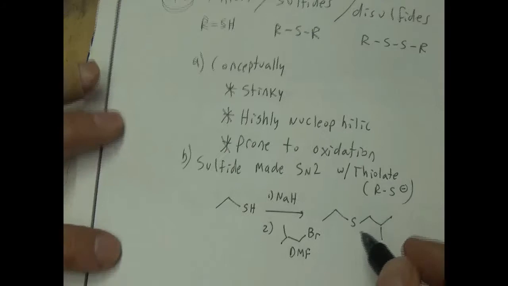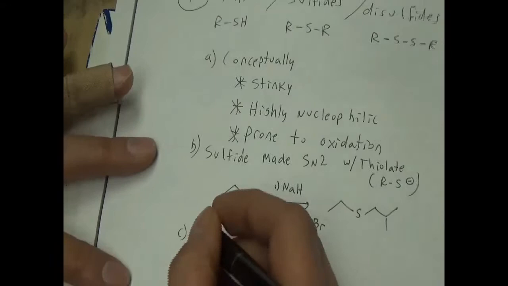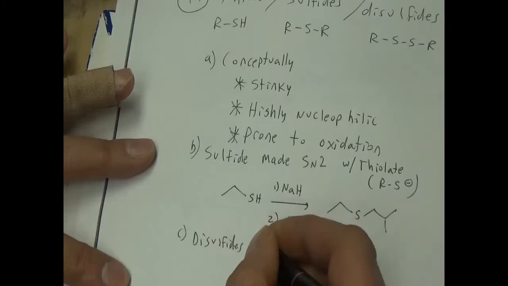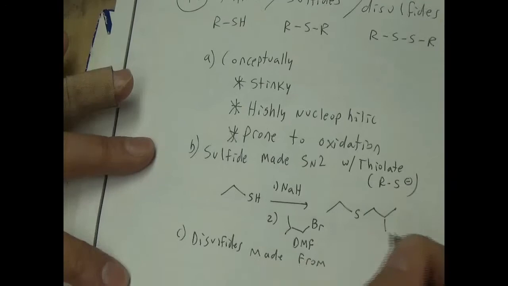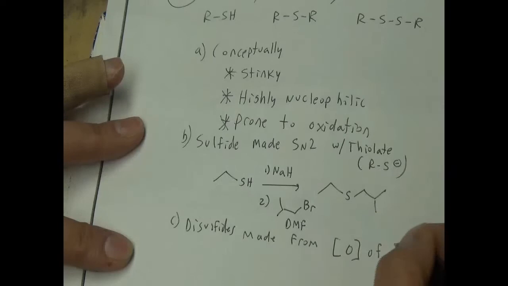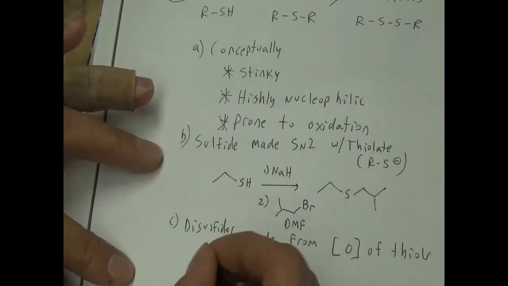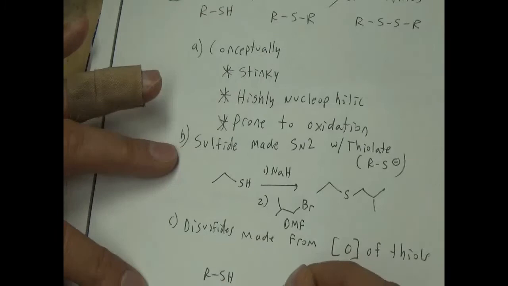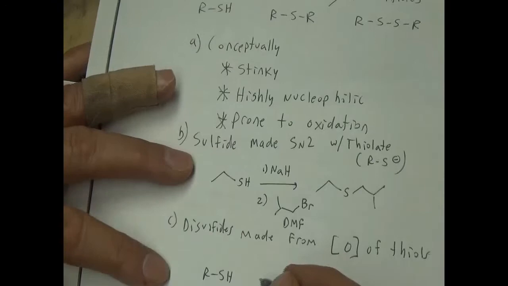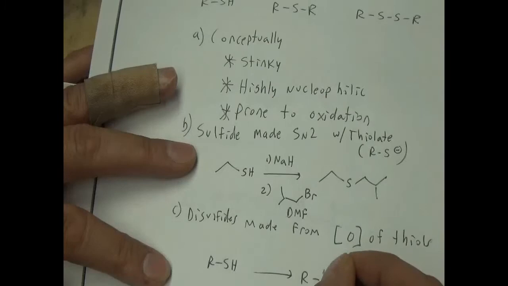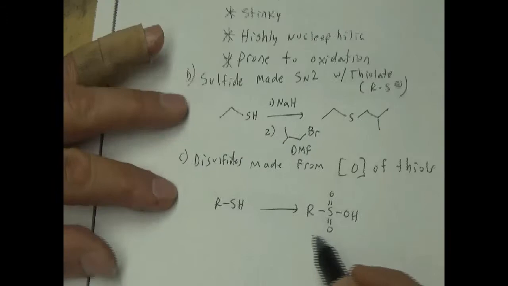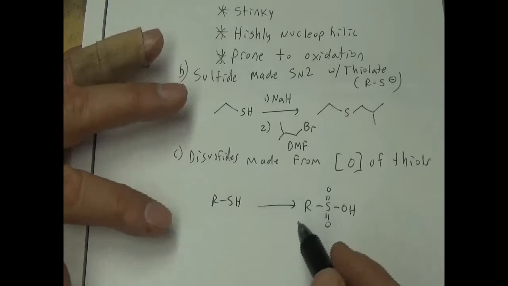Alright, and a little bit about disulfides. Disulfides are made not from SN2, but from oxidation of thiols. Just in very simple terms, if I have a thiol, no mechanisms or anything, there's two things to know about thiols. First is that if you have a thiol, you can oxidize it to a higher oxidation state called a sulfonic acid, which is just S with a bunch of oxygens. So, multiple oxidations here, and you need a strong oxidizing agent like KMnO4.